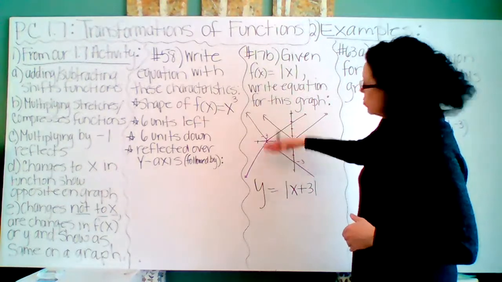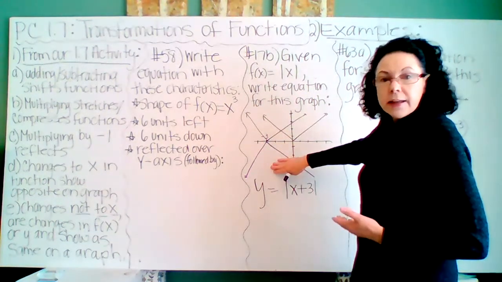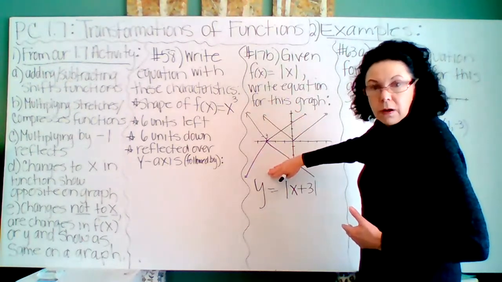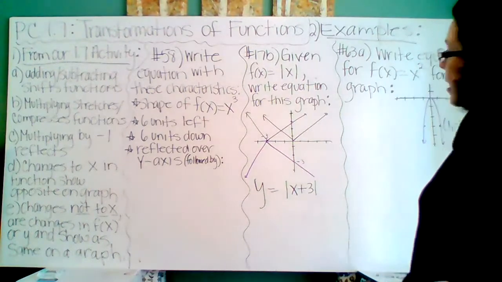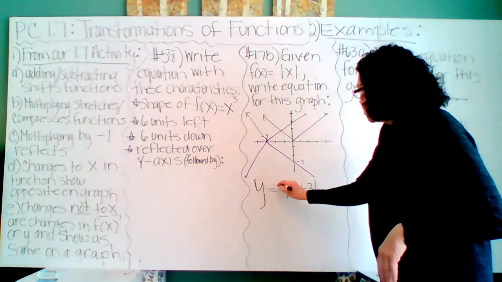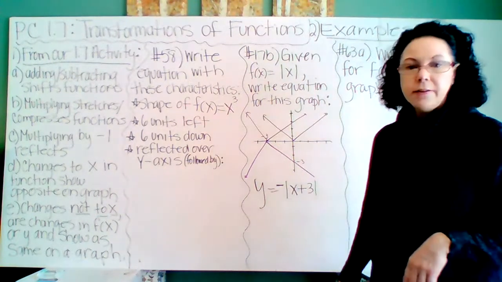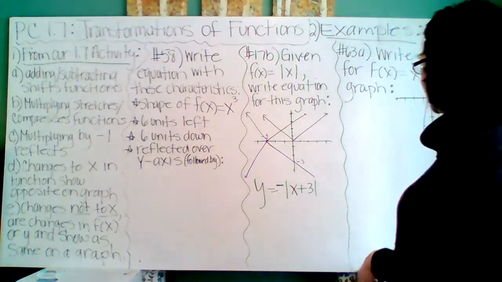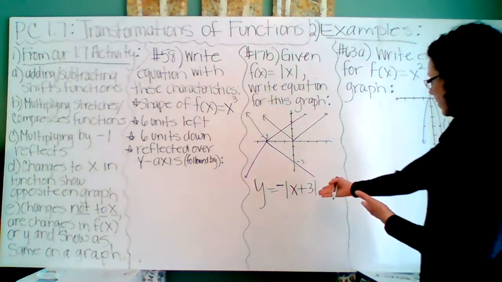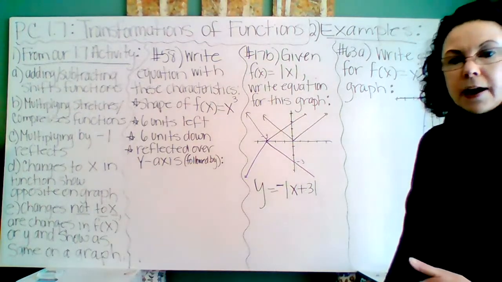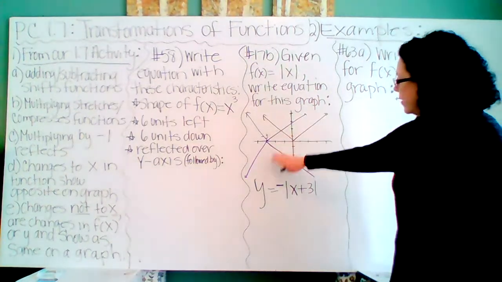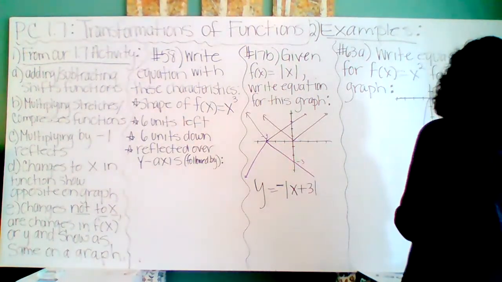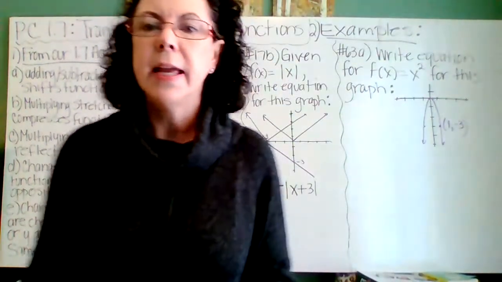Like this. Notice when I do that, that is a vertical flip. I went from up to down. And so that means that I do not multiply the x, I multiply the function by a negative, because that is a vertical reflection over the x-axis. And if you put this in the graphing calculator, you will see that this is the function that you have. Okay. What did I think needed to be done next? Oh, 63A. Okay.